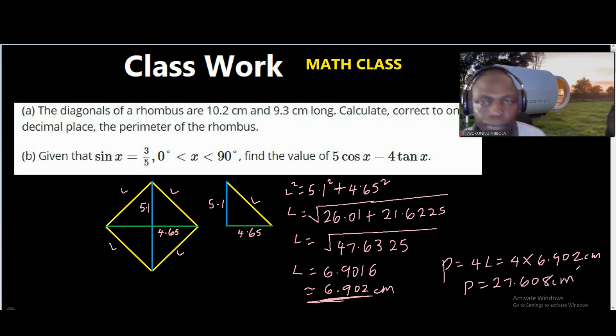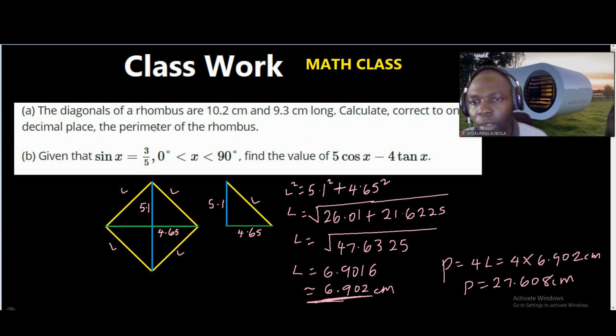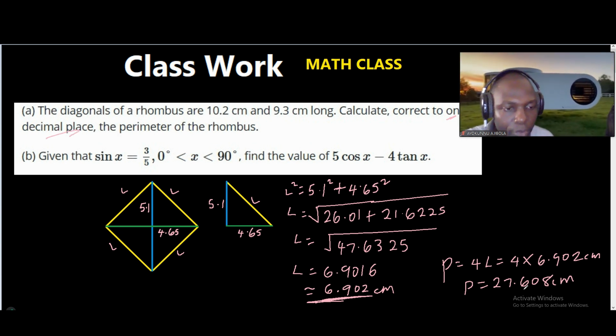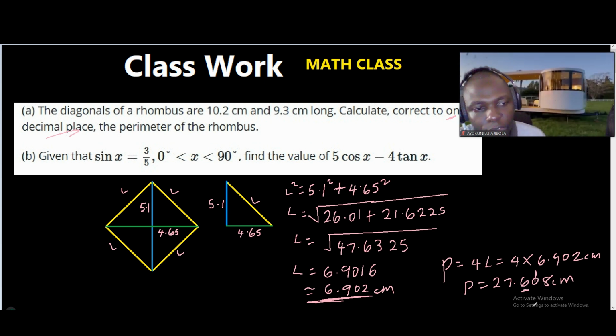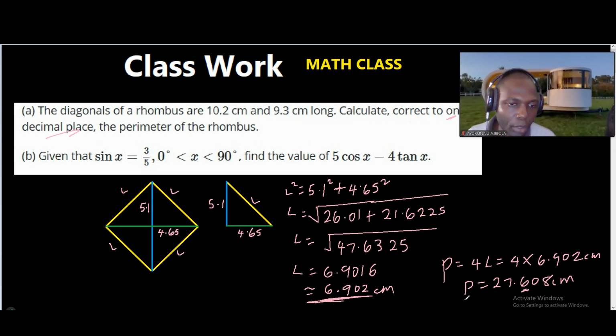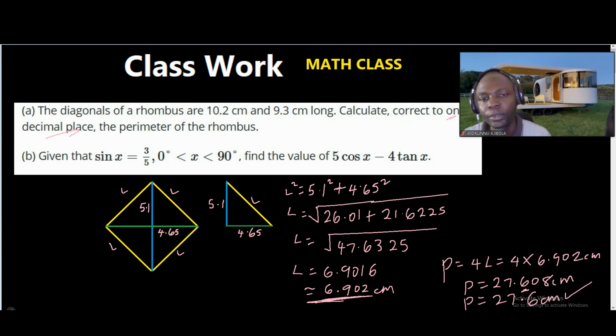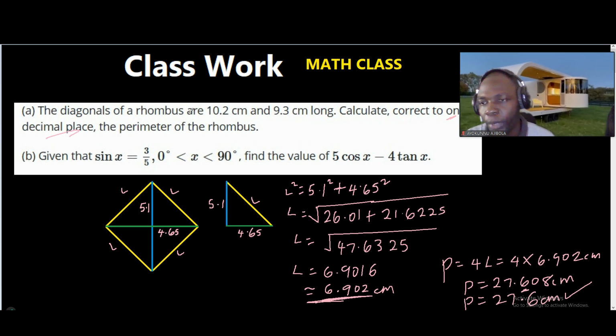27.608 cm. And the question says to one decimal place. So that means we have to stop on this 6 because the next is 0, so it doesn't affect it. So the perimeter finally is going to be 27.6 centimeters. So that is how to solve the first part of the question.